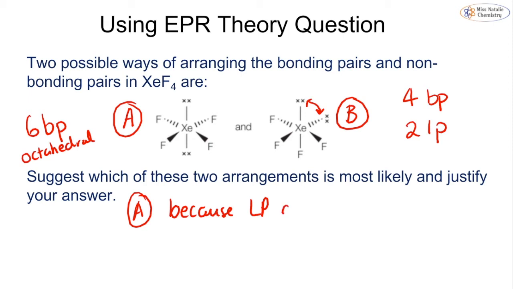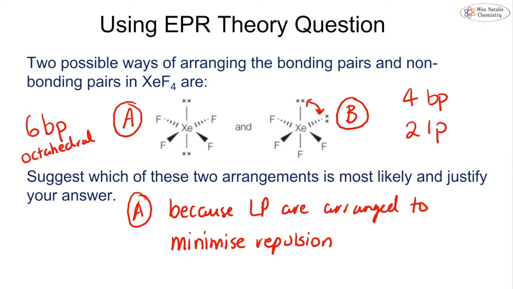because the lone pairs are arranged to minimize repulsion. If you look at the lone pairs in structure A, they are 180 degrees from each other, rather than 90 degrees the way that they are in structure B. So structure A is going to be more likely because we are minimizing repulsion. Whenever you're explaining a bond angle, you should always be referring to minimizing repulsion.